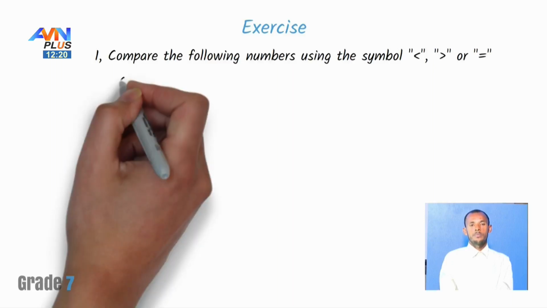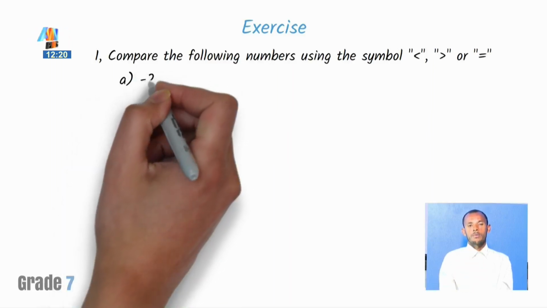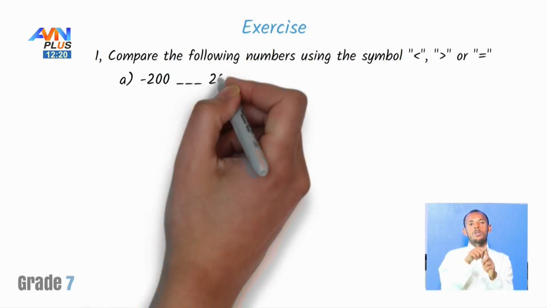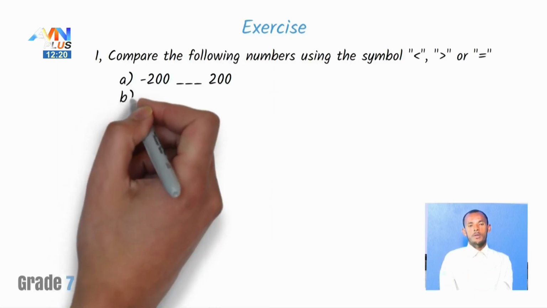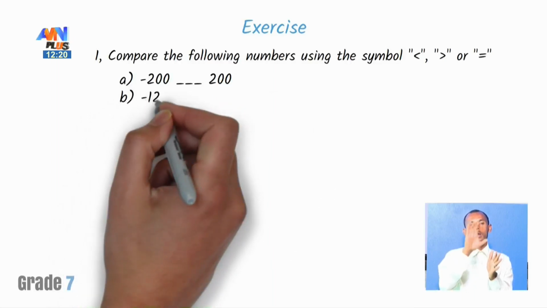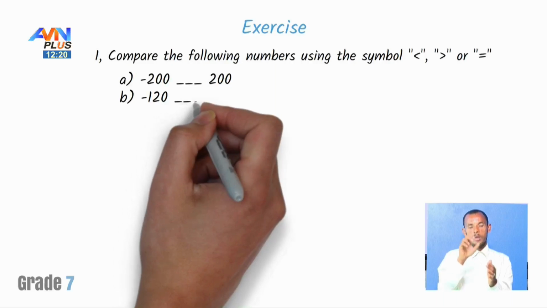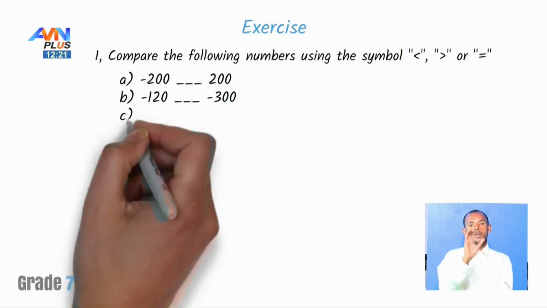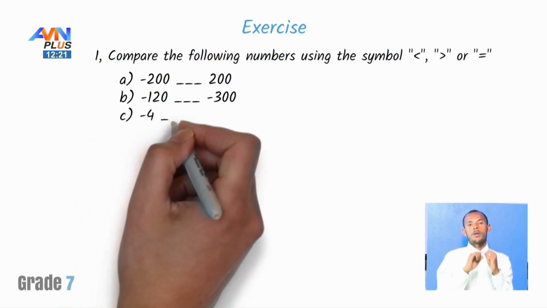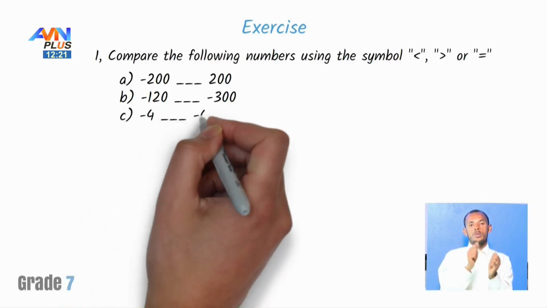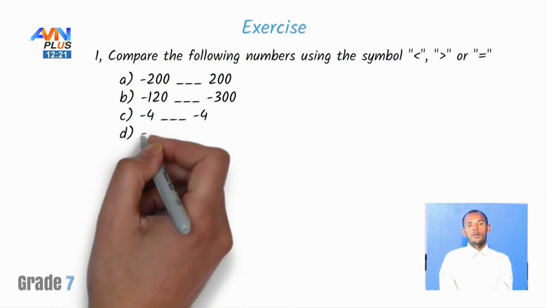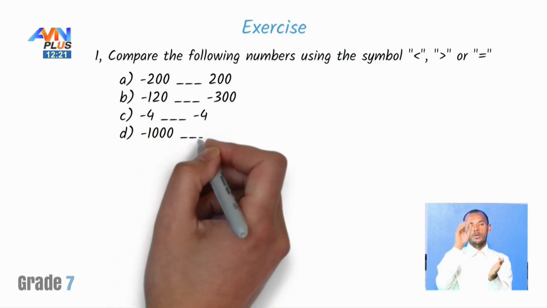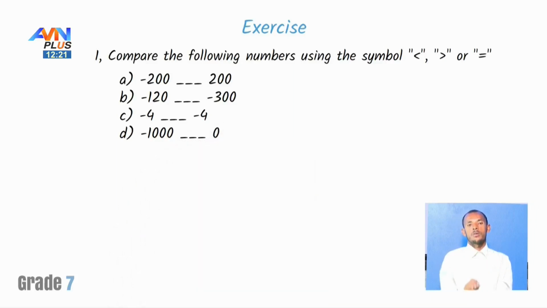Okay, the first question, compare these. A, negative 200 compared with positive 200. B, compare negative 120 with negative 300. And C, compare negative 4 with negative 4. And D, compare negative 1000 with 0.